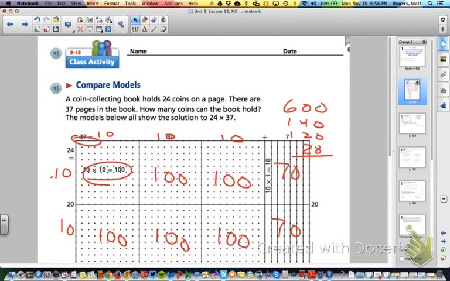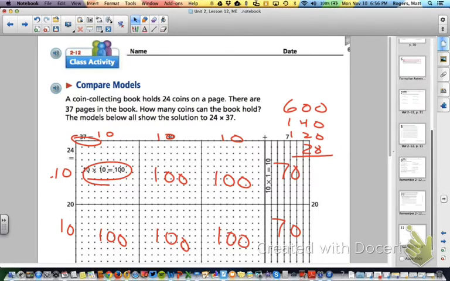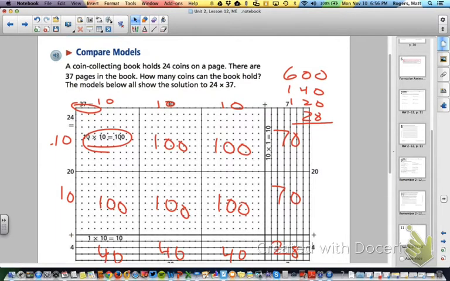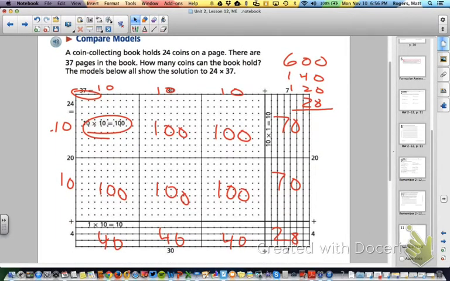On this first page, we covered a coin collecting book that holds 24 coins on a page. There are 37 pages in the book. How many coins can the book hold? And the model represents the equation, which is 37 times 24.